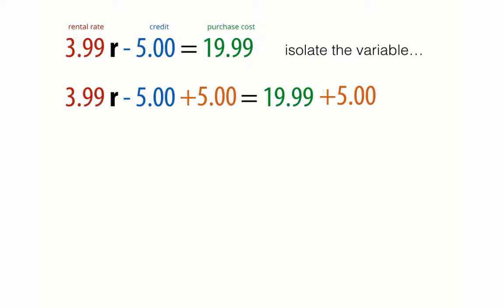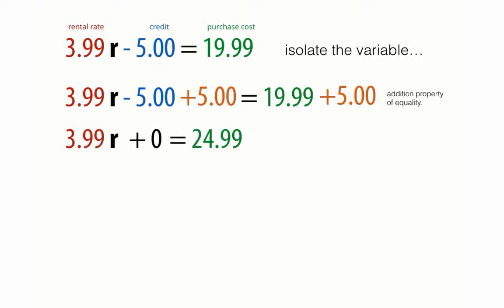Now, negative $5 plus $5 is the number 0. And so I end up with $3.99 times R plus 0 equals $24.99. Now, 0 is called the additive identity, which simply means that if I add this number to $3.99R, it won't change it. Nothing changes when you add the number 0. So because nothing changes, I can drop 0 from the equation. So I now have 3.99R equals 24.99.